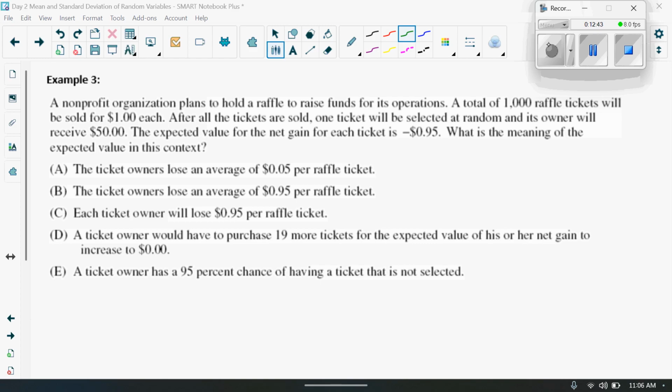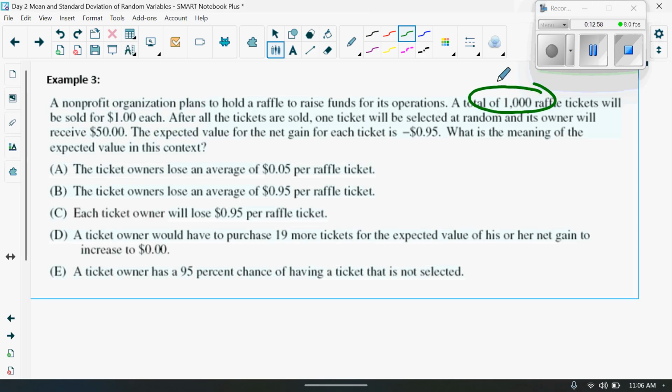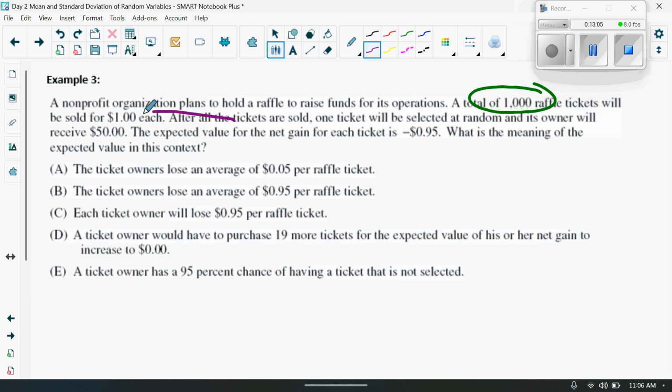Now moving on, we have an AP question. So read it over and check it out. It says a nonprofit organization plans to hold a raffle. A total of 1,000 tickets are going to be sold for $1 each. After all the tickets are sold, one ticket will be selected at random and its owner will receive $50. The expected value, let's circle that, that's important because that's the mean, for the net gain for each ticket is negative 0.95. What does this mean in context? All right, so I want you to read the choices and tell me what you think.